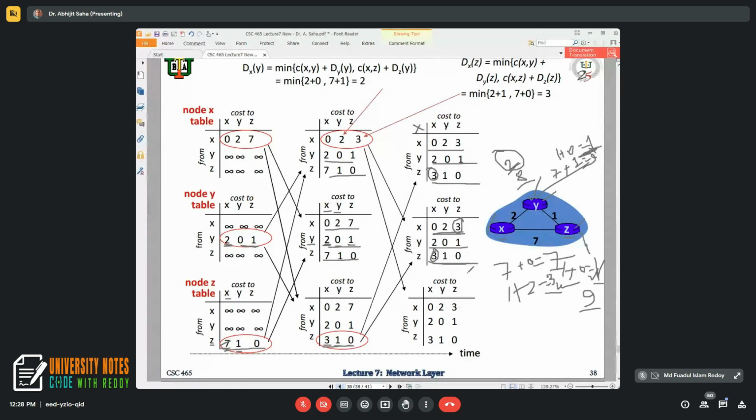Now you can come here to the Z table. You can see that the older values were 0 to 7. So he gets the updates. After getting the update, he has updated the table, 0 to 3. So the change is here, right? 3. Now the Y table has not any change. So he did not get any update from Y because there was no change. So it is as it is, what it had.